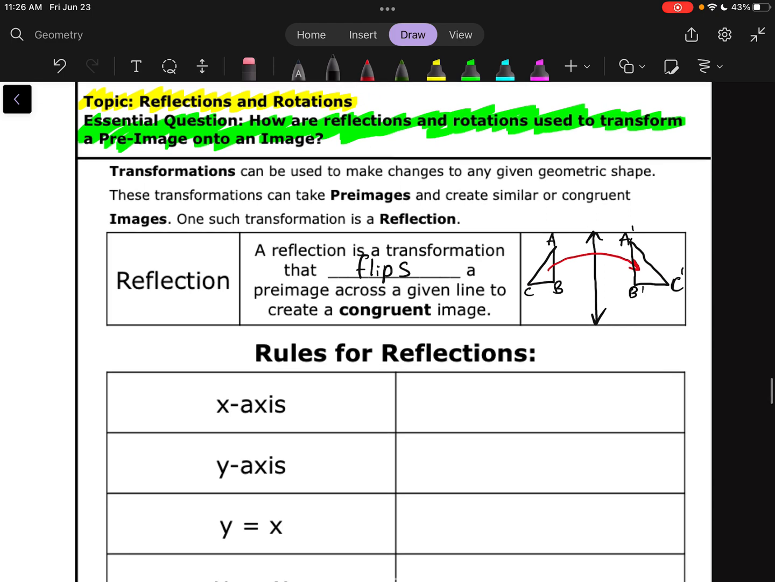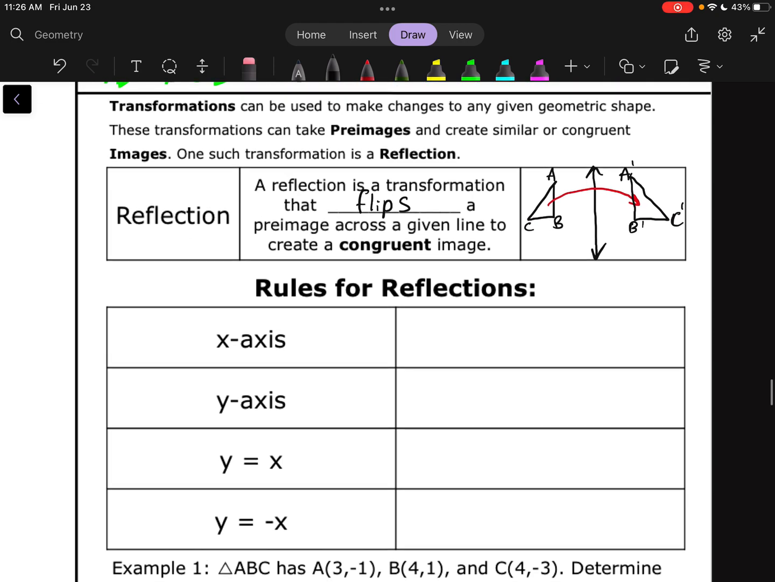And we've got a bunch of different rules that we'll be using for these reflections. First up is the x-axis. If we want to flip something over the x-axis, our rule is going to be, we're going to keep the x the same, but we're going to flip the sign on the y. So if it was positive, now it's negative. If it was negative, it's going to go positive. To flip across the y-axis, you are going to change the x value and keep the y value the same. So if x was positive, it goes negative. If it was negative, it goes positive.